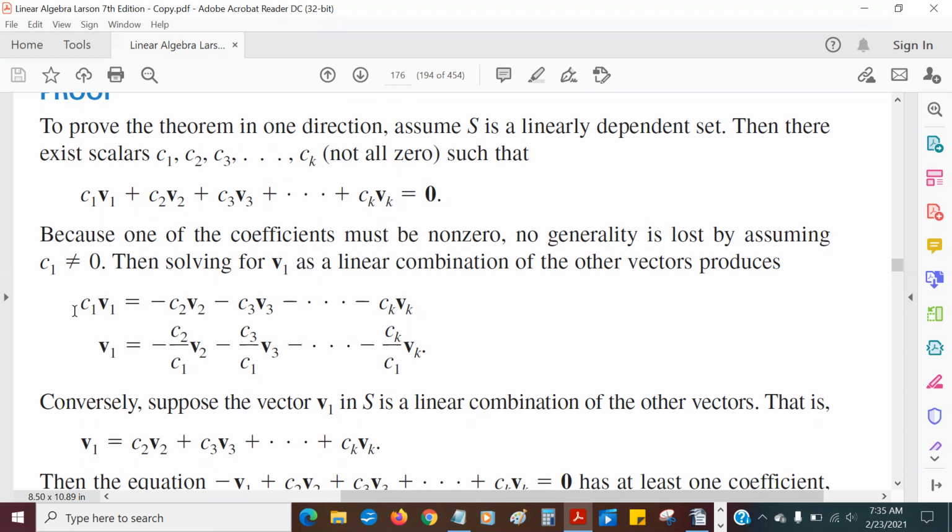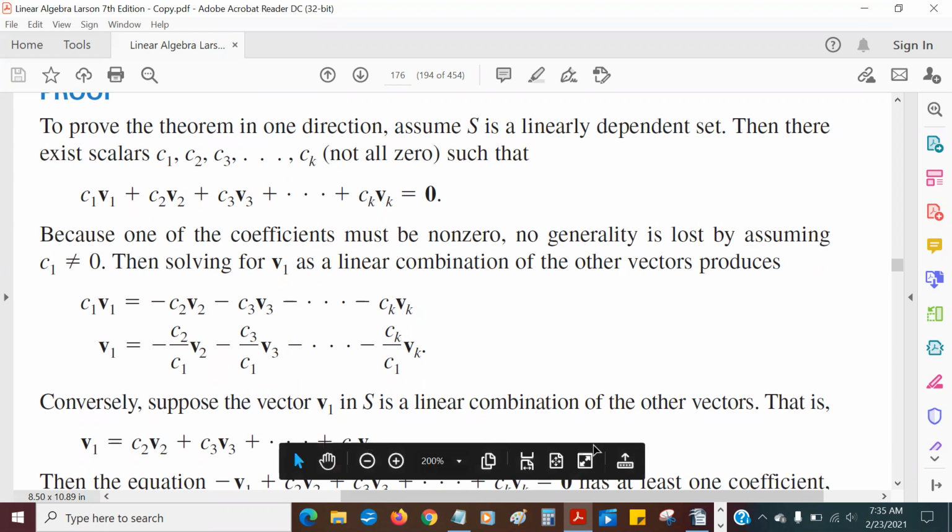Well, I don't know that C1 doesn't equal 0, but there has to be at least one non-zero coefficient, so I'm going to pick that one. Let's just assume it's C1. It might be C7, but there's at least one non-zero one. Divide by that, and I get V1 is equal to -C2 over C1 V2 plus -C3 over C1 V3, all the way down. But notice this is a linear combination of the vectors V2 through VK. So I've shown that if this whole sum equals 0, I can rewrite it as a linear combination.